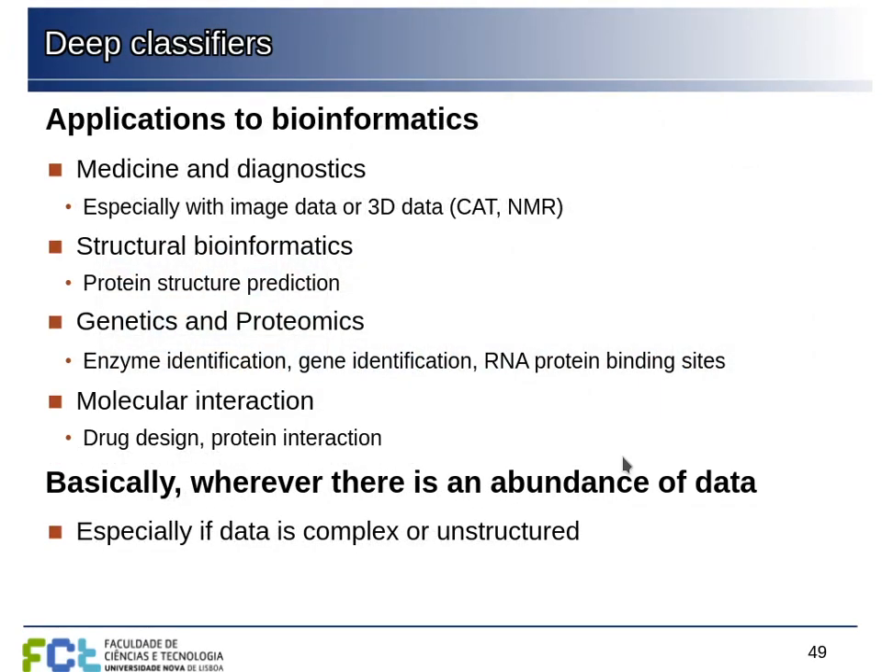In bioinformatics, there is an increasing range of applications of deep neural networks. They are widely used for medicine, especially when dealing with image data or three-dimensional data, for example, in nuclear magnetic resonance imaging, CAT scans, things like that. Then using convolutional networks and deep convolutional networks is very effective in these cases.